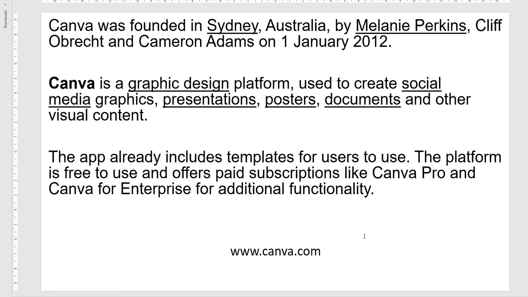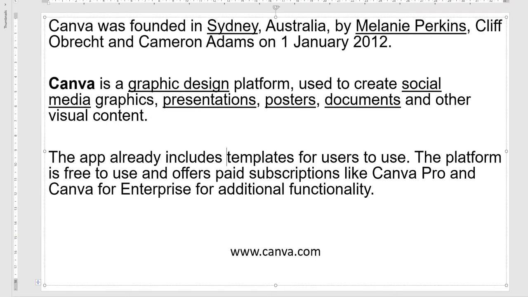The app already includes templates. The important thing is that the app already has built-in templates. You have to choose the template and with just a little bit of modification we can create a nice poster, thumbnail, presentation, etc. The platform is free to use. This is one of the most important features as well, that it is free. But if you want to work on Canva Pro or Canva for Enterprise for additional functionality, then you have to pay for that, right? Okay, so how do you work on Canva?